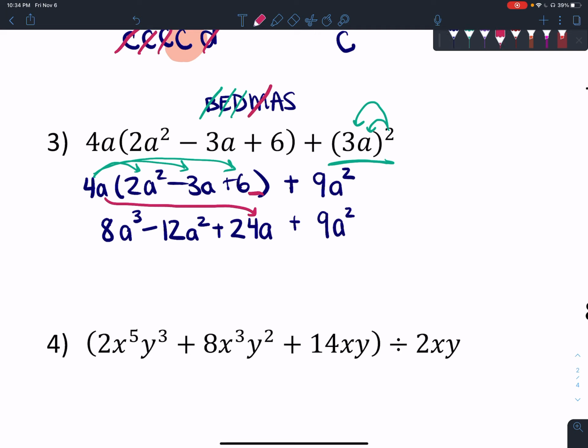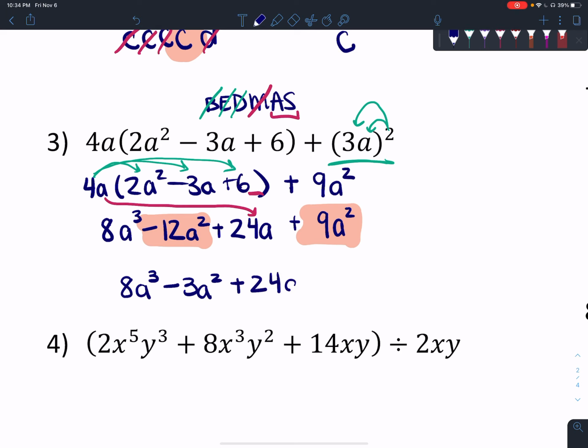We're on to our next step, which is addition subtraction. So now we have to look for those like terms and see if there's anything that we can combine. We have this a squared and a squared term, so these two we can combine together. We're going to get 8a cubed minus 3a squared plus 24a. And that is the final answer for number 3.